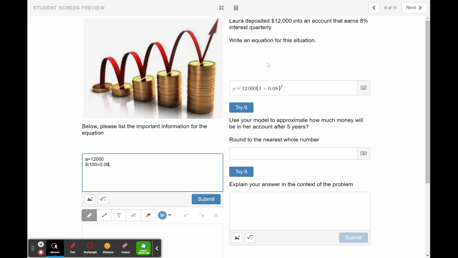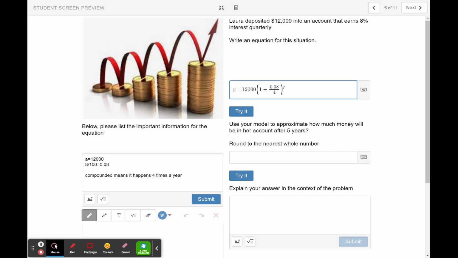All right, so one thing that's really important is that it says quarterly. So this is compounded quarterly. Compounded means it happens 4 times a year, okay? So you really want to read the problem correctly. I did not. So the correct way of writing it, you have to divide your rate by the 4 because it's quarterly, and then you have to multiply the time by 4 as well, which I will explain in a moment.